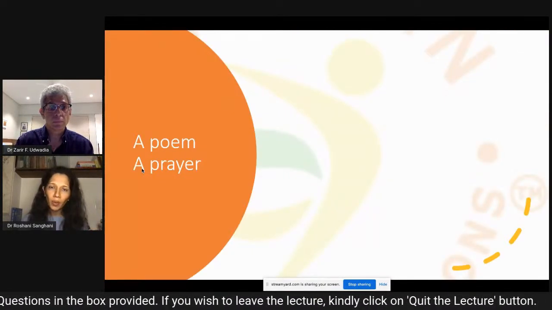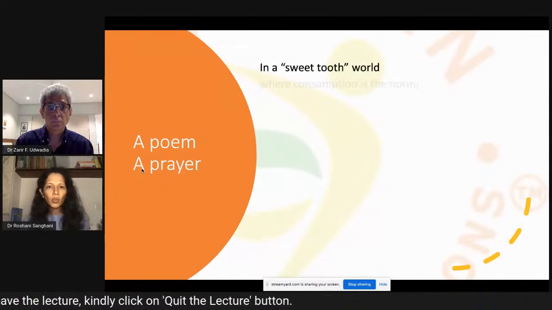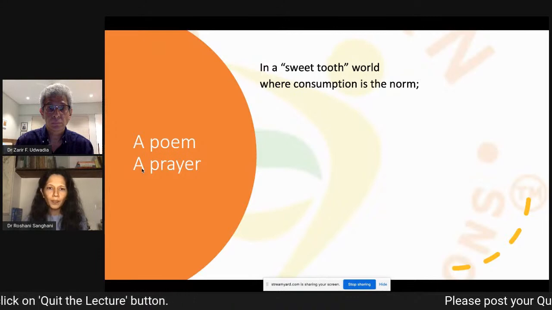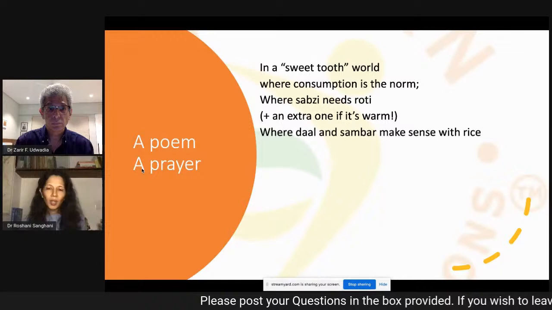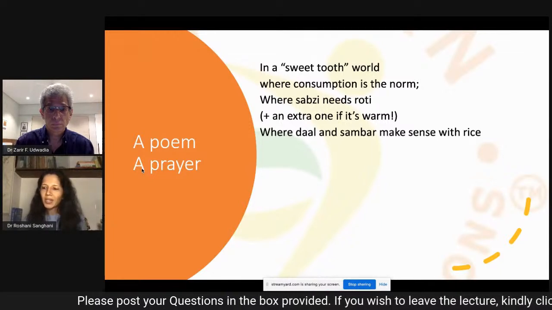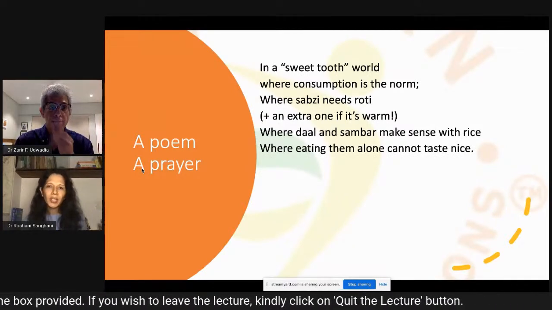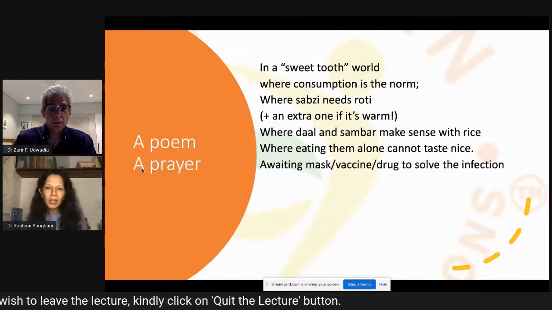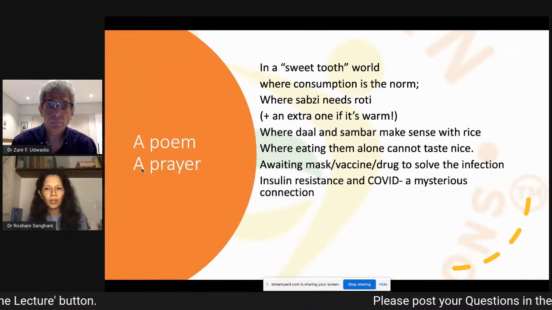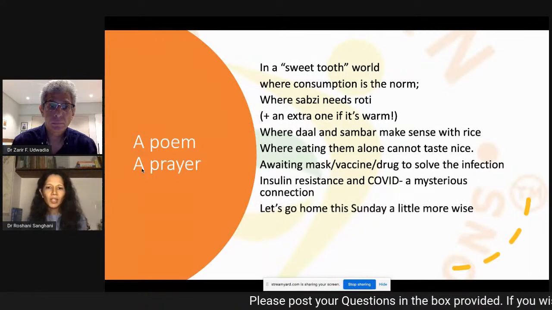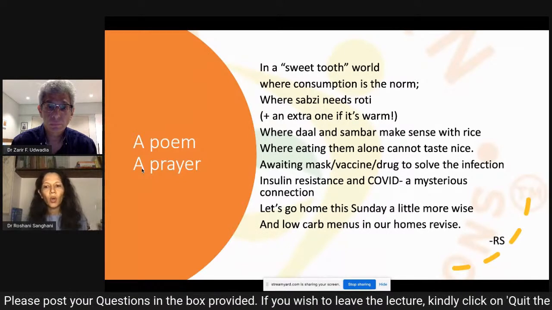And I'll leave you with a poem, because I like to write poetry once in a while. Is, in a sweet tooth world where consumption is the norm, where sabji needs roti and an extra one if it's warm, where dal and sambar make sense with rice, where eating them alone cannot taste nice. Awaiting mask, vaccine, and drug to solve the infection. Insulin resistance and COVID, a mysterious connection. Let's go home this Sunday a little more wise, and low-carb menus in our homes revise.